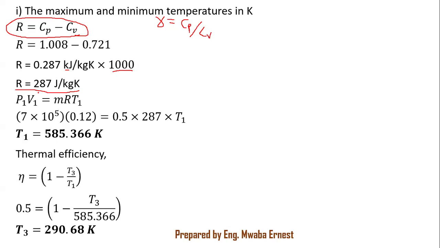Always pay attention to the units that have been specified. In this case, the question was saying, express these temperatures we are getting in Kelvin. So here we are leaving it in Kelvin. If it had said we convert to Celsius, we're going to subtract the 273 and convert backwards. Even here, the same thing. But as it is, we leave the answer like that. So this is 585.366. The other one is 290.68.